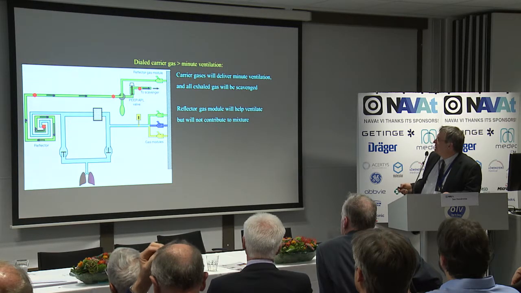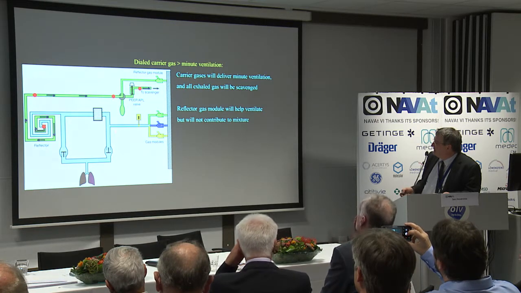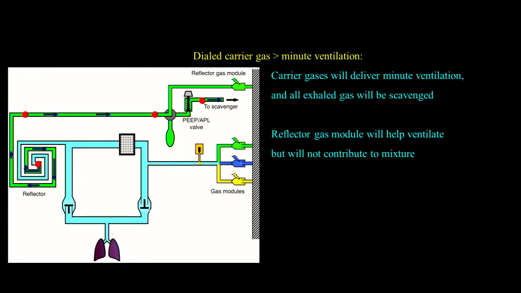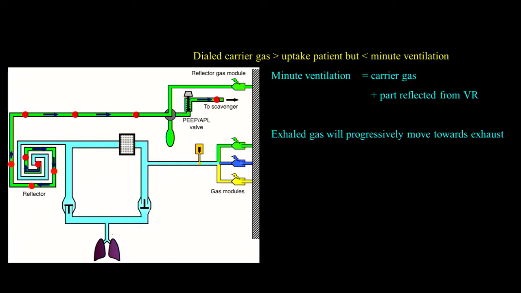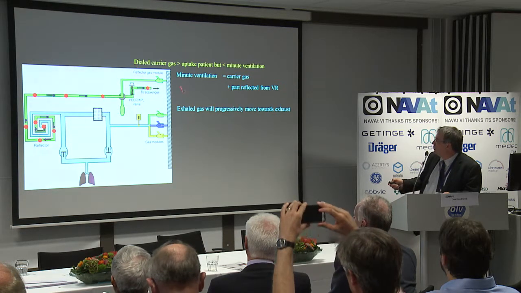If the dialed carrier gas, that is what you dial on the screen, is larger than the minute ventilation of the patient, all of the exhaled gas going into this long piece of tubing will be exhaled. The reflector gas module will help to ventilate the patient, but it will not actually contribute gas to the mixture. If the uptake of the patient is in between the dialed carrier gas and minute ventilation, in other words, if there's some degree of rebreathing, then what the patient will inspire will be a mixture of what's coming from here and what's coming out of the volume reflector. And the exhaled gas will progressively move towards the exhaust.